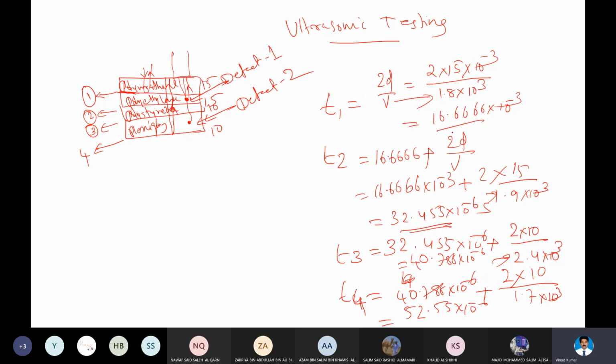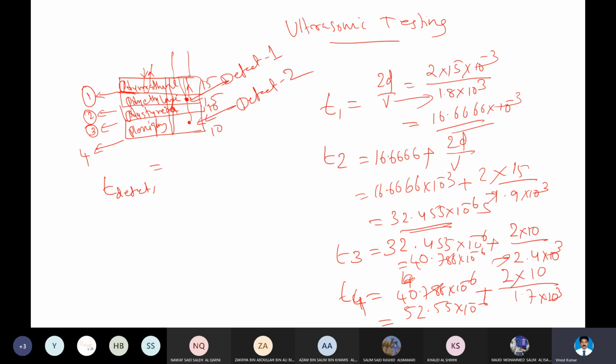So we didn't finish, because we calculated only through the boundaries or interfaces. Now we have cracks or defects. So let us start with defect 1. How to calculate defect 1?